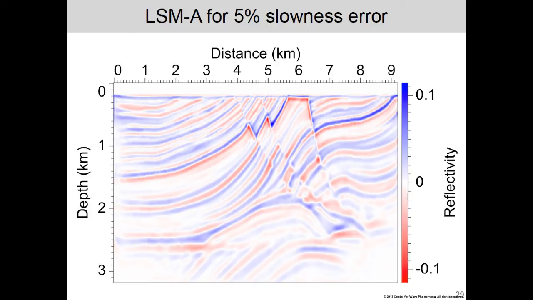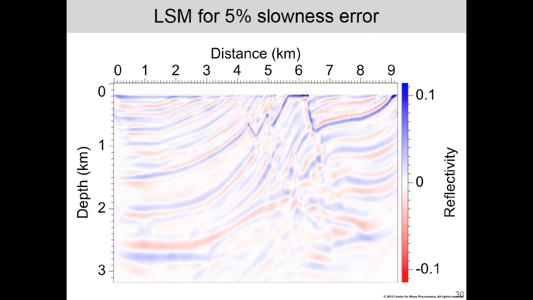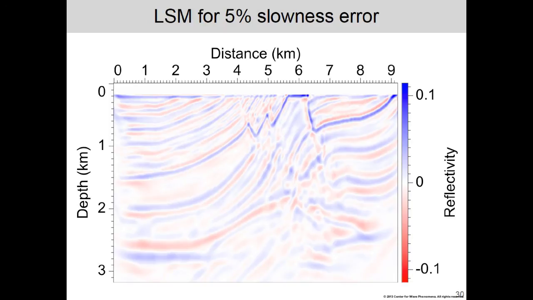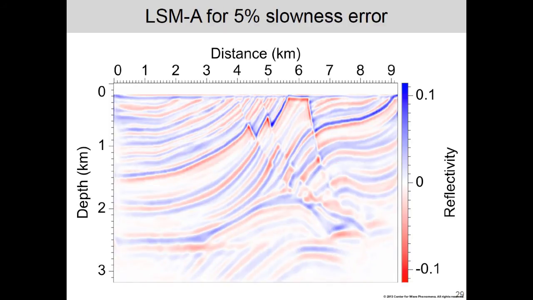And this is the LSMA image still using that incorrect background slowness model. So comparing this image to the conventional LSM image, we see a pretty dramatic improvement. The reflectors are more focused and are more continuous, despite the fact that this image was still computed using completely the wrong velocity model or slowness model.